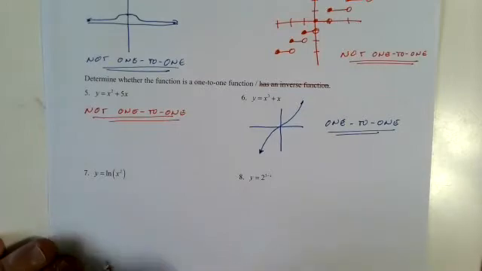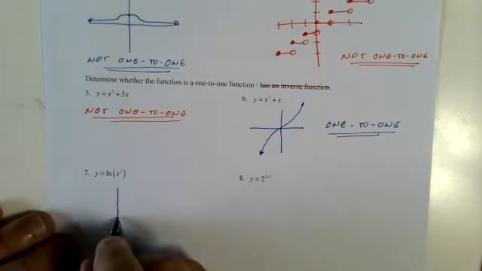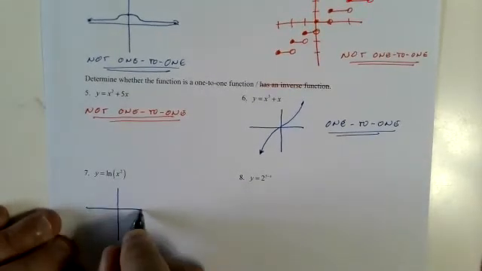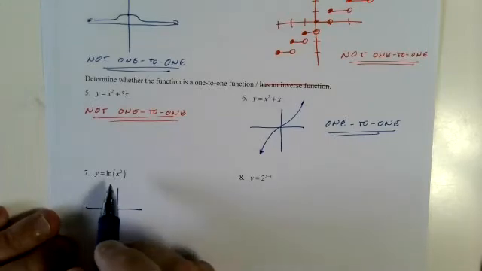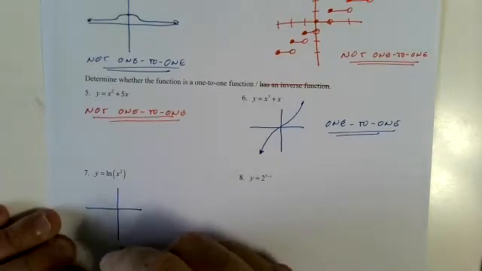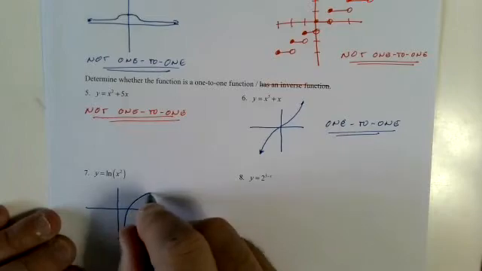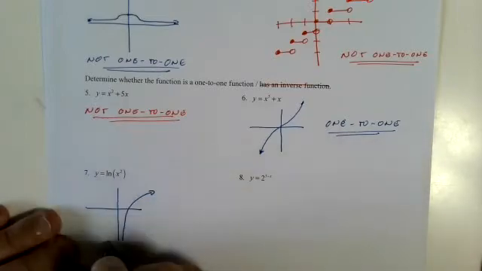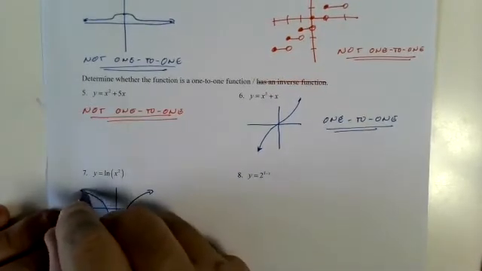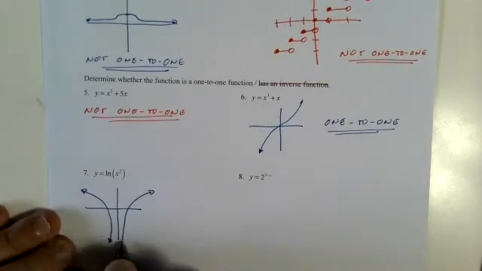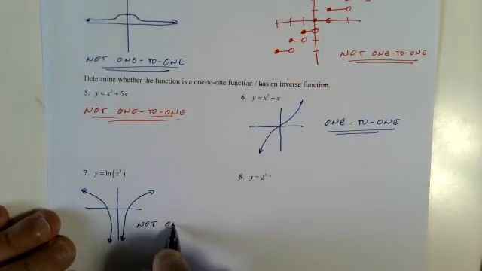And then ln of x squared. Can I put in 0? I can't. There's no natural log of 0. So I believe this thing's going to do this. And since I can put in a negative number, it's going to do this. That's not 1-to-1.